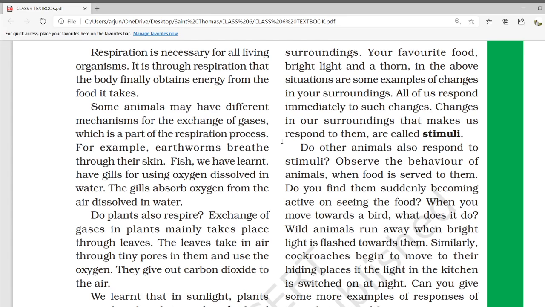Some animals may have different mechanisms for the exchange of gases, which is a part of the respiration process. For example, earthworms breathe through their skin. We breathe through our nose, or through our lungs, but earthworms use their skin. Fish, we have learned, have gills for using oxygen dissolved in water. So different living beings have different specific organs for the respiration process.